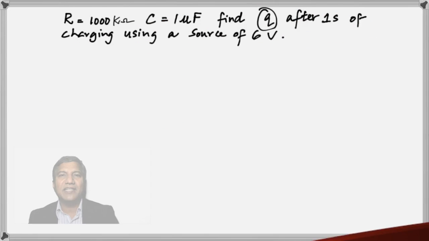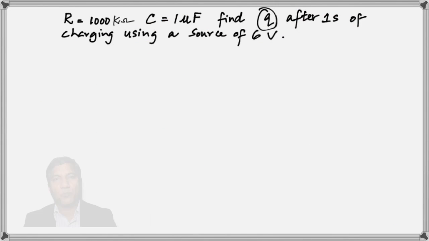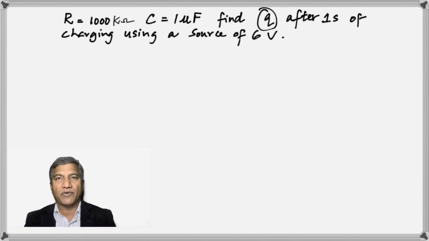So finally, here is a problem, and the capacitance is 1 microfarad, and we have to find the charge after 1 second of charging using a source of 6 volt. So the values of the resistance and the capacitance are given, and we have to find the charge on the capacitor during charging. It's after 1 second of charging. So the time is 1 second, and the source voltage is 6 volt.